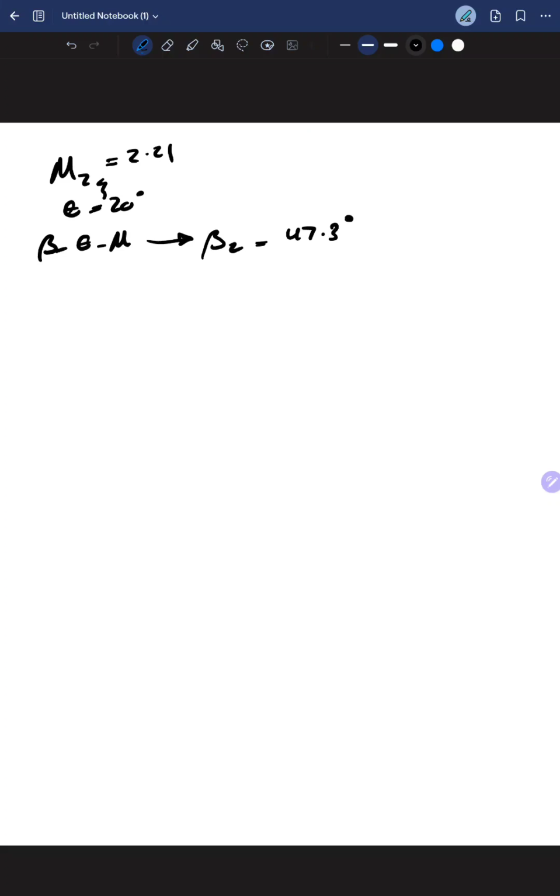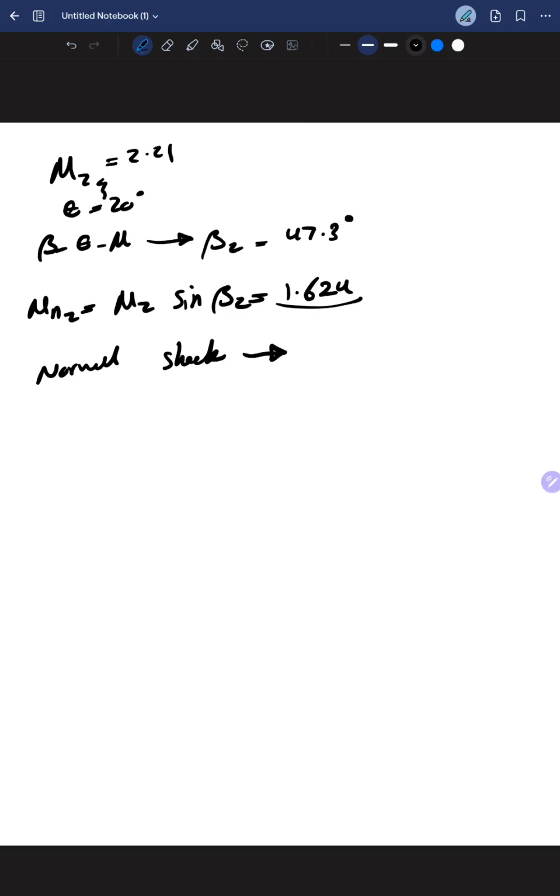Okay. What is the next step? To find the normal component, Mn2 is M2 sine of beta 2. It's going to give us 1.624. Take this number to the normal shock tables. We are going to get P03 over P02, the ratio of total pressure downstream of the second shock with the upstream of the second shock, which is going to be 0.887.